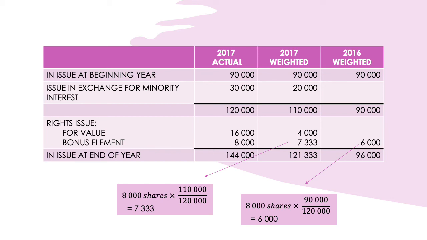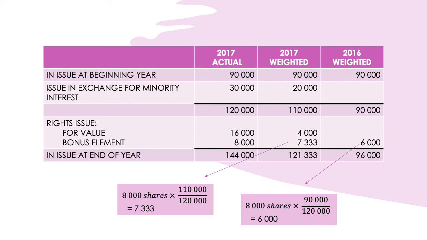The same thing is then applicable for the 2016 year because we always have to restate the prior period's earnings per share as soon as we have an issue for no value. So here in the 2016 weighted column, we had 90,000 shares immediately before the rights issue, whereas the actual column had 120,000 shares. So we need to restate those 8,000 shares to almost be comparable to the 90,000. So in other words, if 90,000 shares is what we had in issue, that bonus element of 6,000 corresponds to what the total rights issue would have been had there actually been 90,000 shares in issue before.